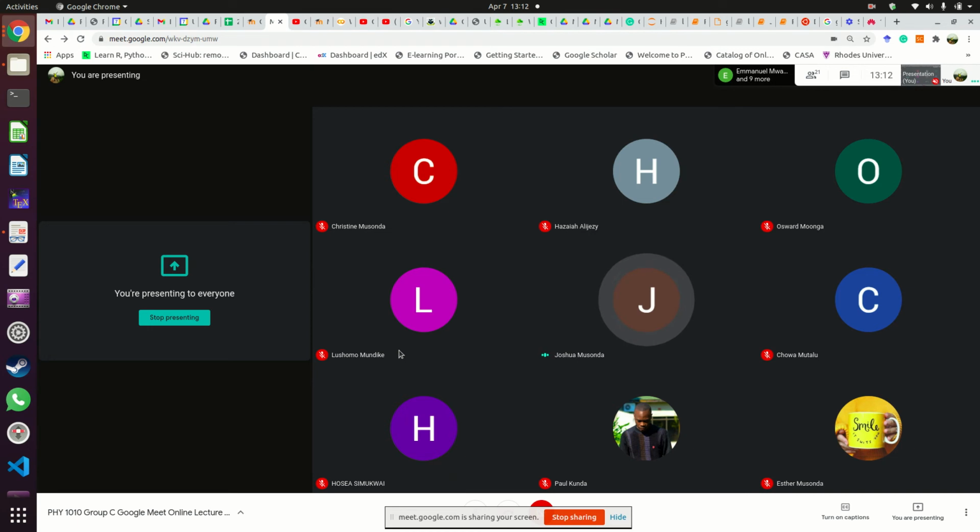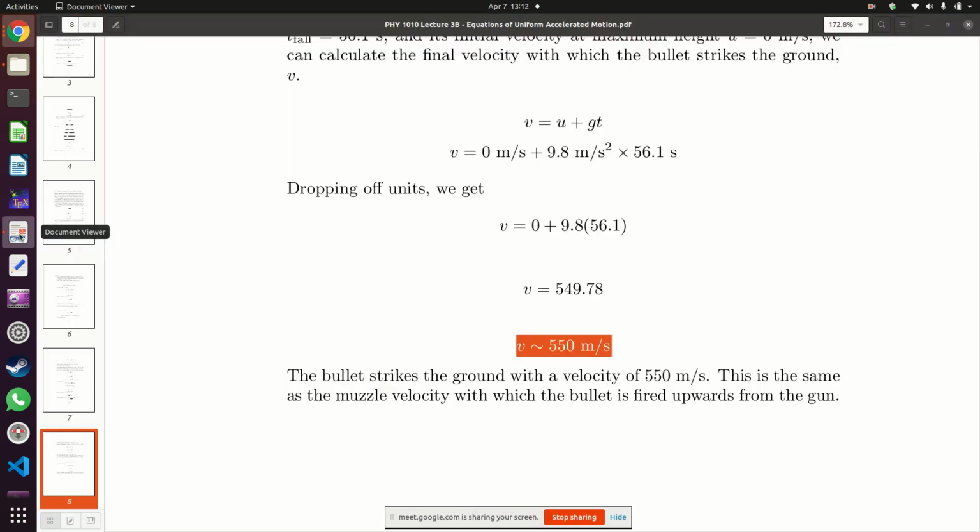Yes, the question. When you know that the final velocity, the velocity with which an object strikes the ground, is the same as the initial velocity, is it okay to conclude without solving that? It is the same only if the height through which this object has risen and fallen is the same.